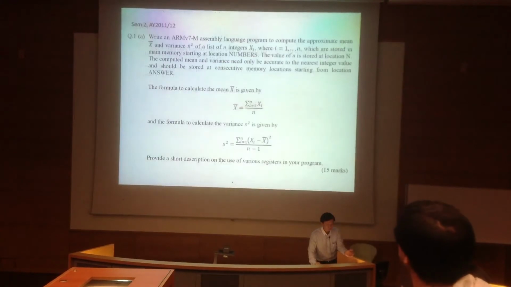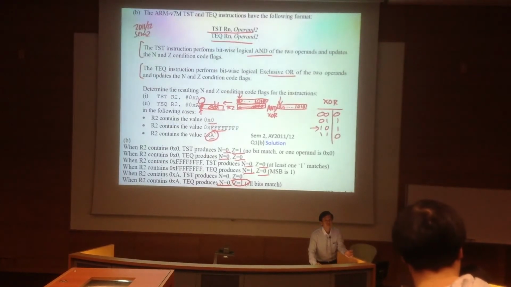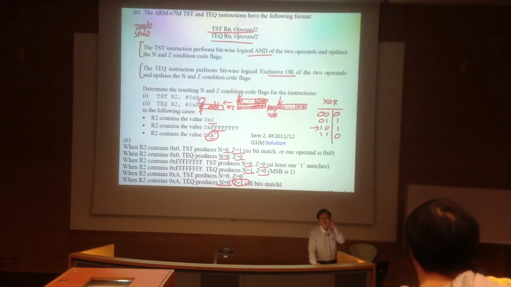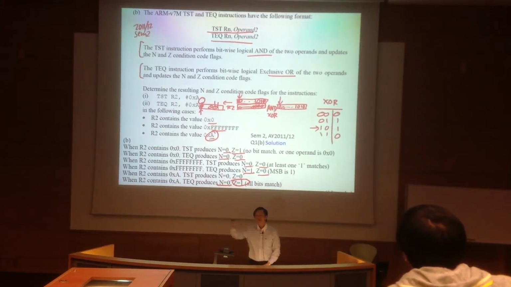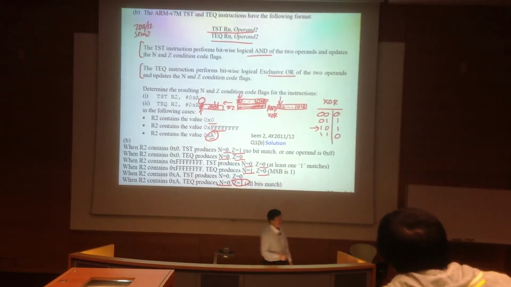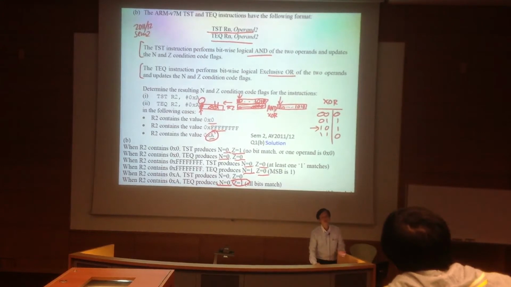Okay. So for 0, the whole bit has to be on. Everything 0, then the Z flag will be set. So remember, Z equals 1 means everything 0. For negative, it has to be the most significant bit, the first one, the most significant bit.